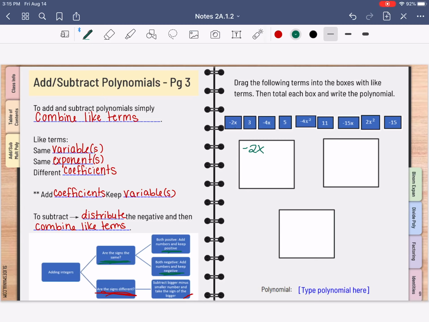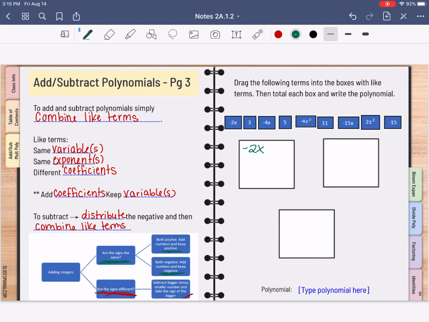My next one says negative 4x squared. So these ones have x's, but it doesn't go in this box because these are x's. This is an x squared. So this one is actually going to get dragged all the way down to this little bottom one, negative 4x squared. 11 is a constant, so it's going to go with the other constants.